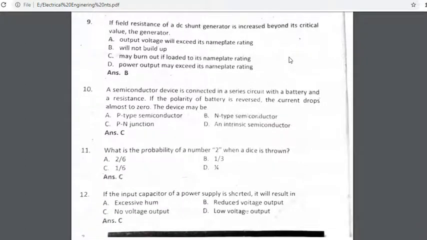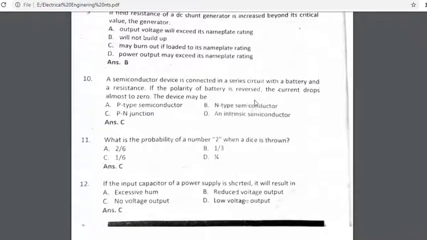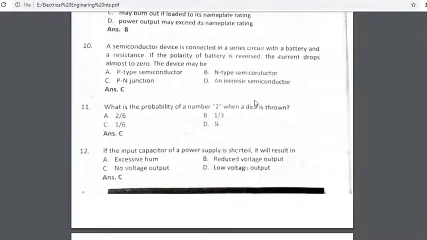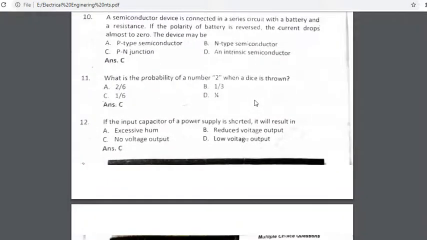In the tenth part, this is the example of a PN junction diode. The PN junction diode lets the current flow in only one direction. So if the polarity of the battery is reversed, you cannot have current flowing in that direction. What is the probability of getting 2 when a dice is thrown? There is only one 2 on a dice with a total of 6 faces, so 1 divided by 6.